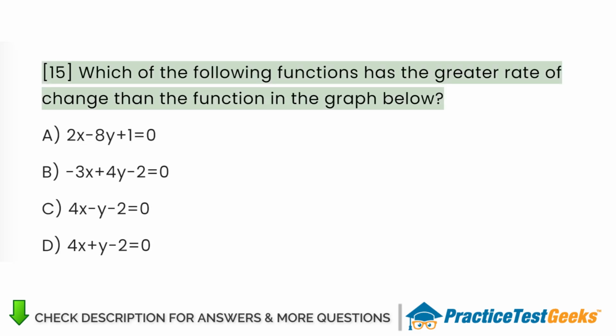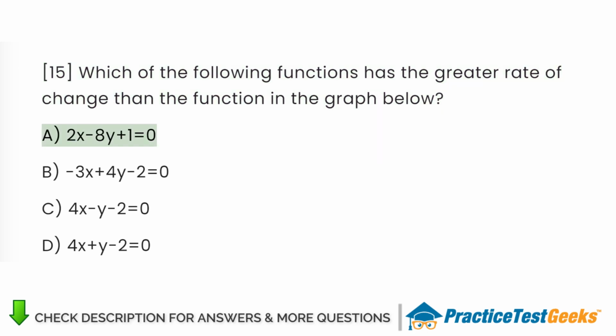Which of the following functions has the greater rate of change than the function in the graph below? A. 2x minus 8y plus 1 is equal to 0. B. Minus 3x plus 4y minus 2 is equal to 0. C. 4x minus y minus 2 is equal to 0. D. 4x plus y minus 2 is equal to 0.